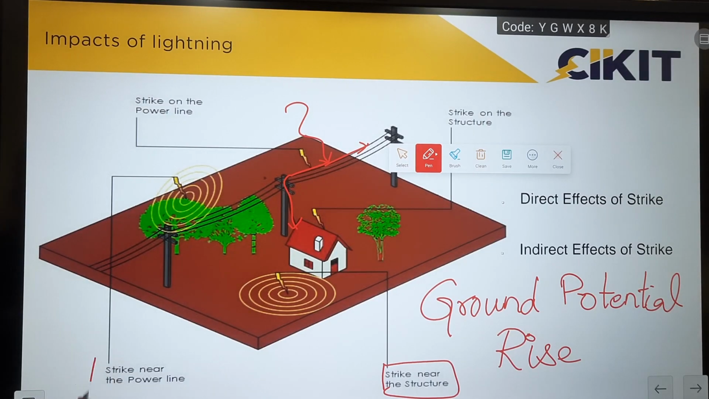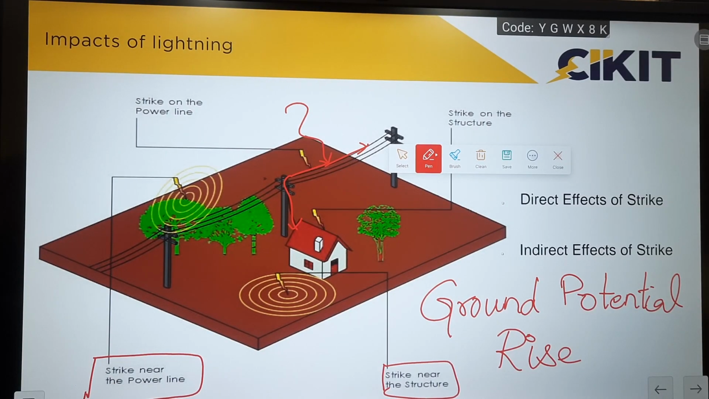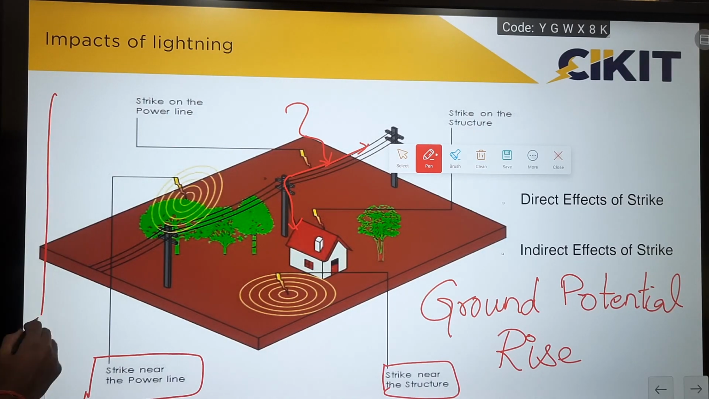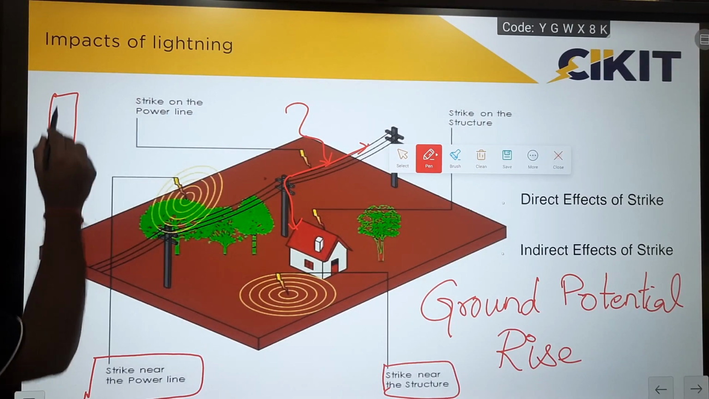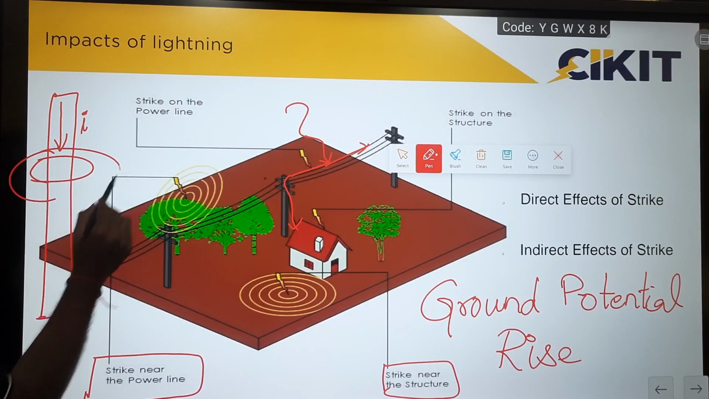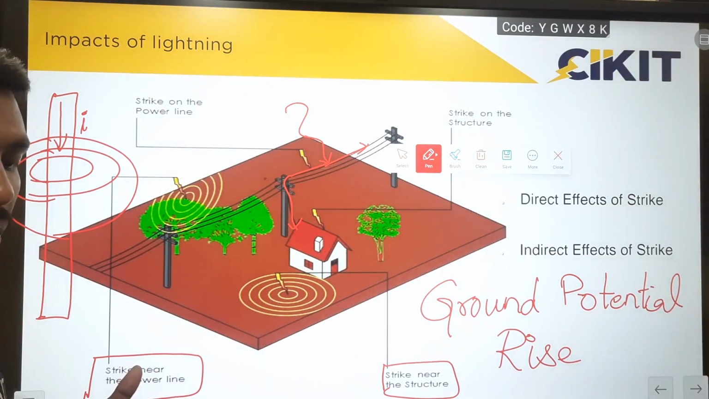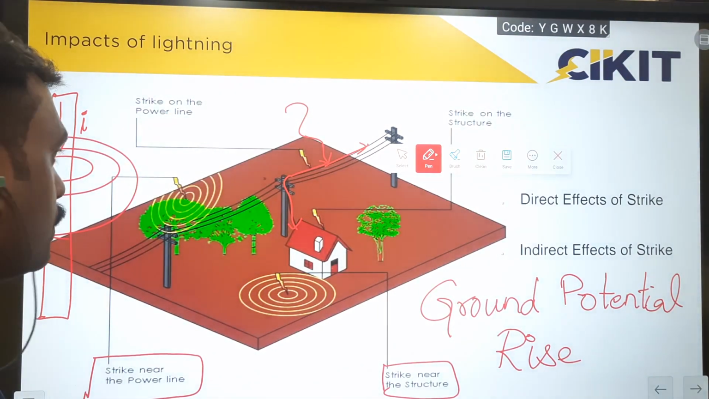And the most important thing, which most people are unaware of, is the third source, that is lightning striking near the power line. Lightning striking on a power line can cause damage, but how can lightning striking near the power line cause damage to the equipment? We are all aware that whenever current flows through any material, a magnetic field will be produced. Electric current and magnetic field cannot be separated. So whenever current flows through any material, definitely a magnetic field will be produced.